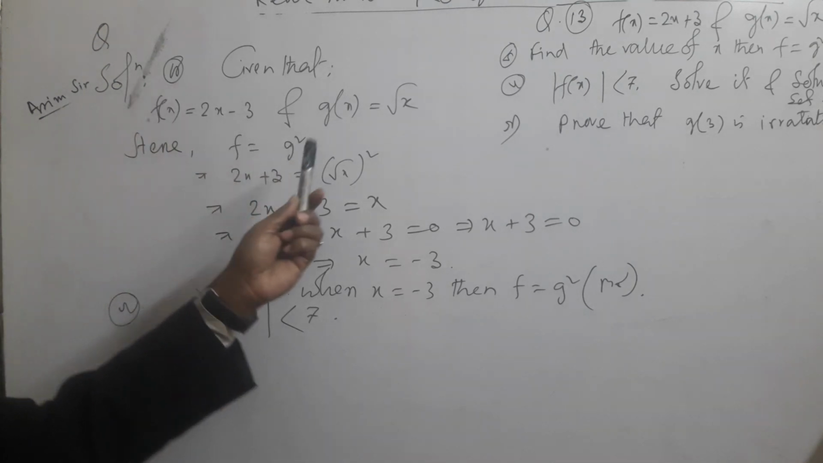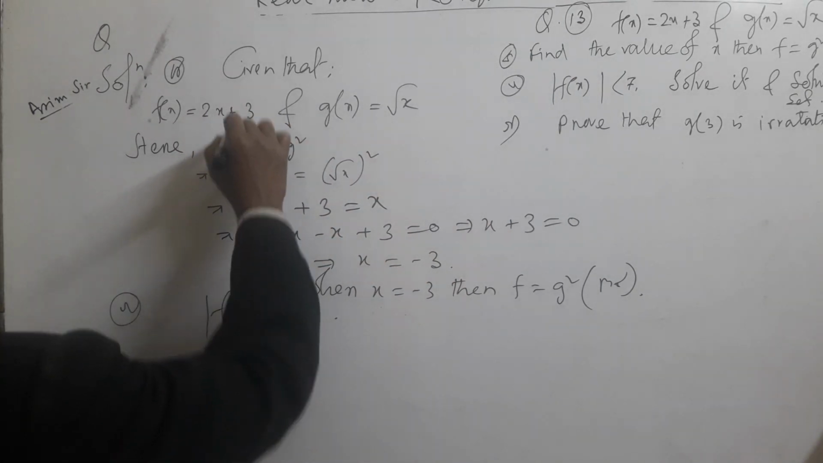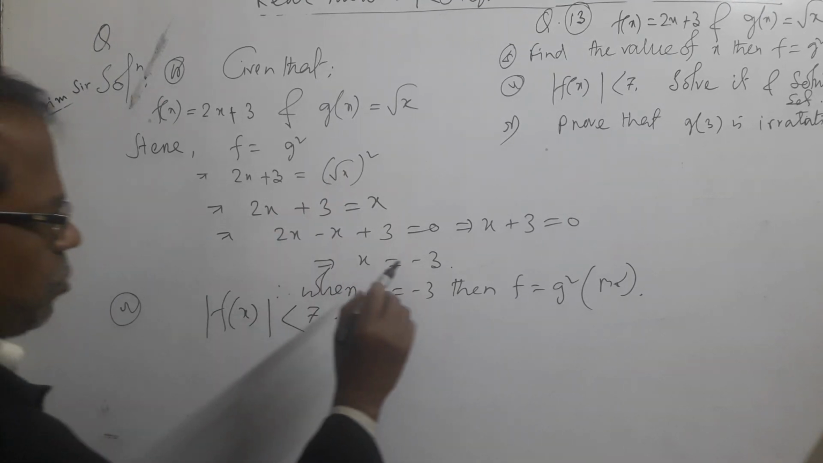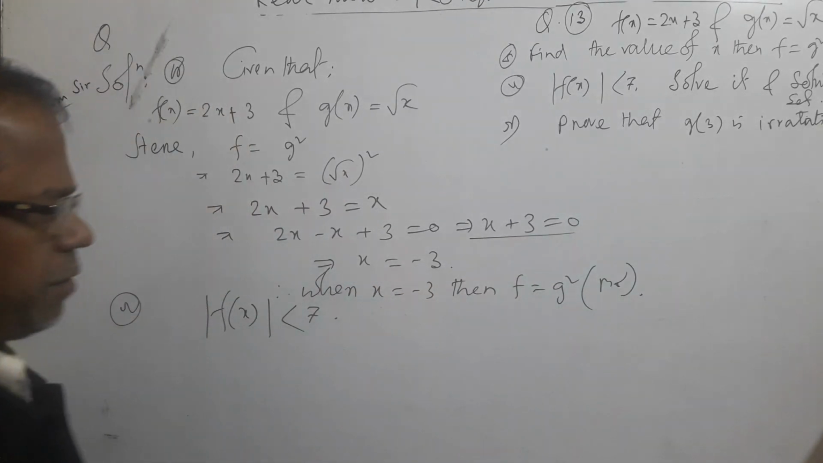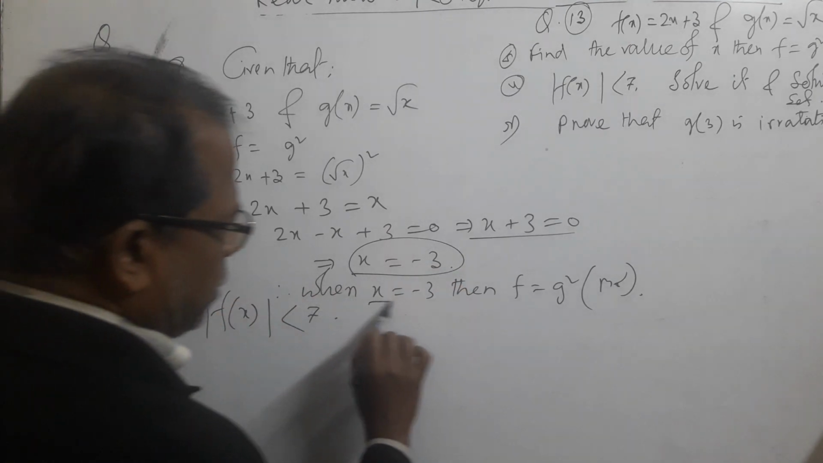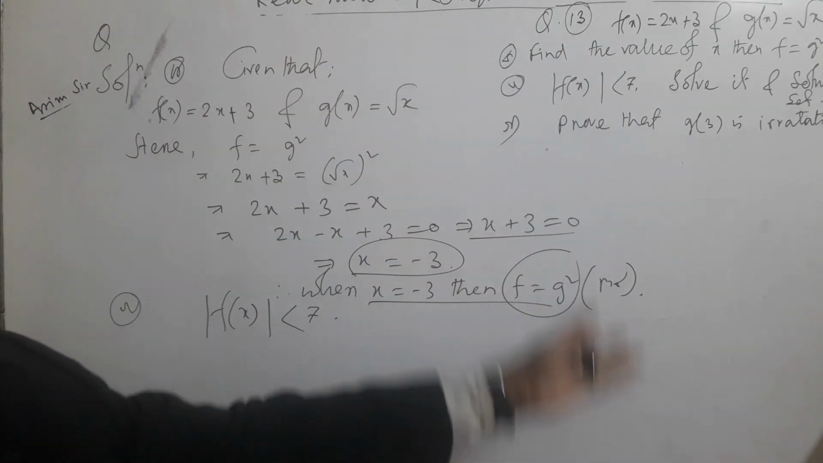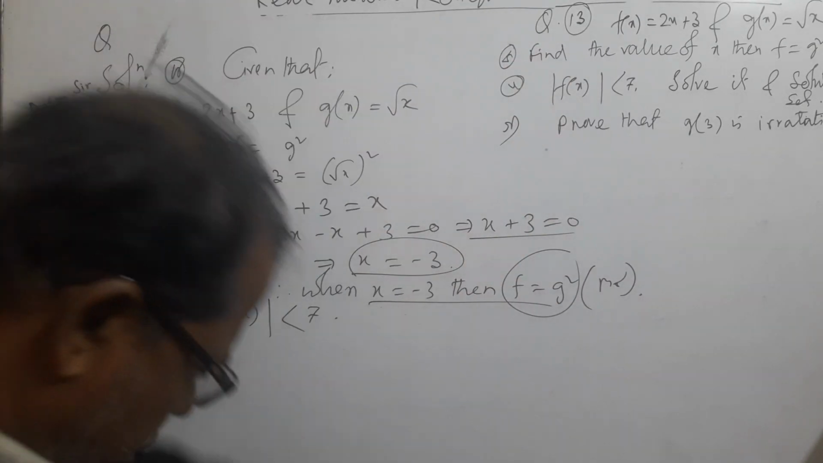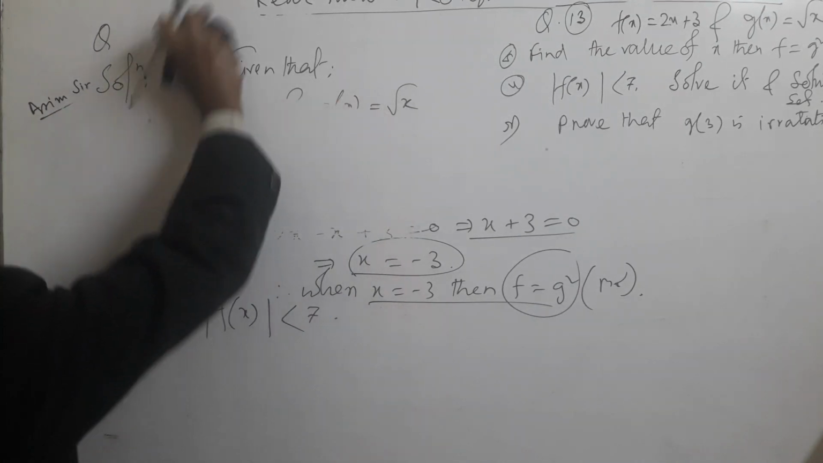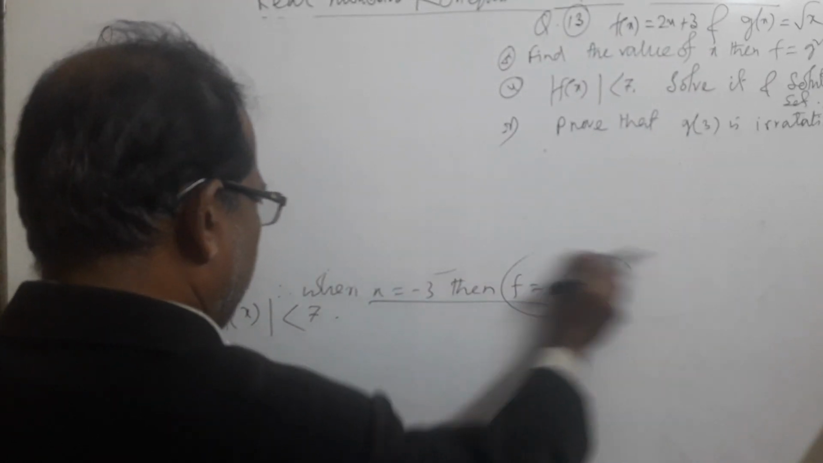First question, f equal to g square. So 2x plus 3 equal to root x whole square. That's why x is minus 3. So when x equal to minus 3, then f equal to g square. This is the easiest thing, and all students are okay. No problems.